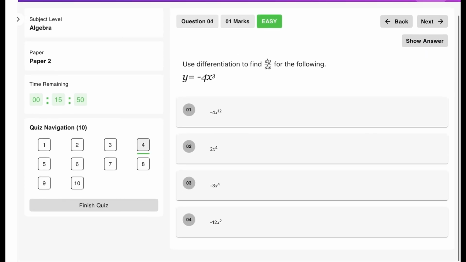All right, again, another differentiation question. So we include the negative here. So negative 4 into 3, x to the power of 3 take away 1. So this is negative 12, x to the power of 2. Again, option number 4.